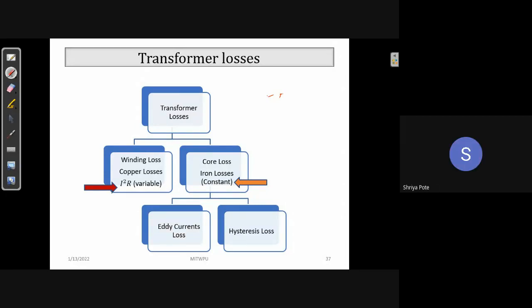Yes, sir. So can I say that one of the losses in the transformer is due to winding loss, that is called copper loss. And winding में जो loss हो रहा है, that we can represent by power dissipated in resistor. Resistor always consumes the power. So power dissipated in resistor is nothing but I square into R.